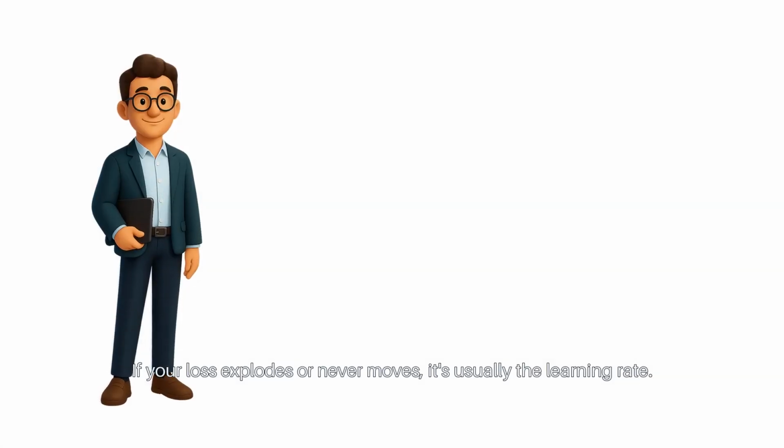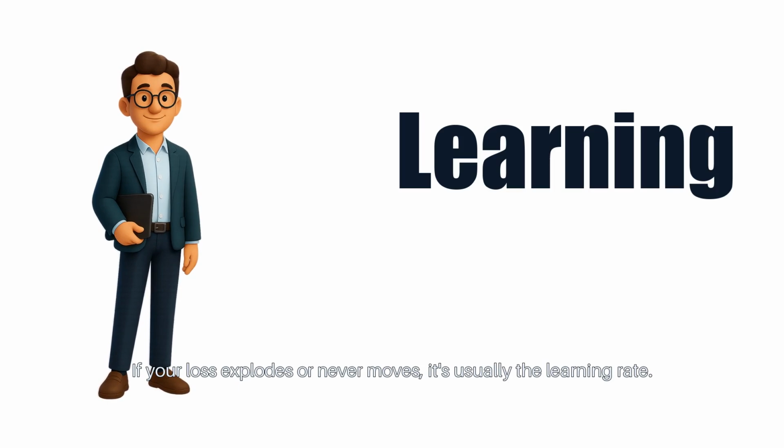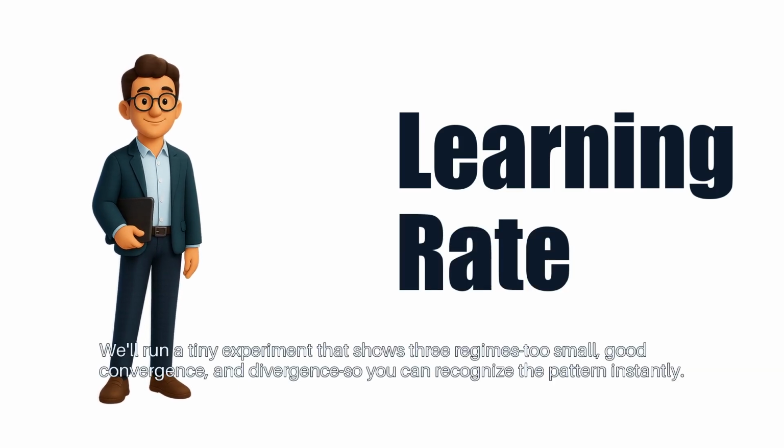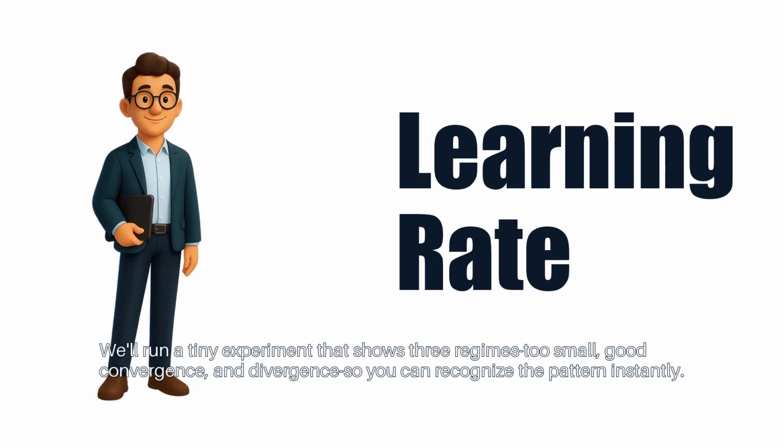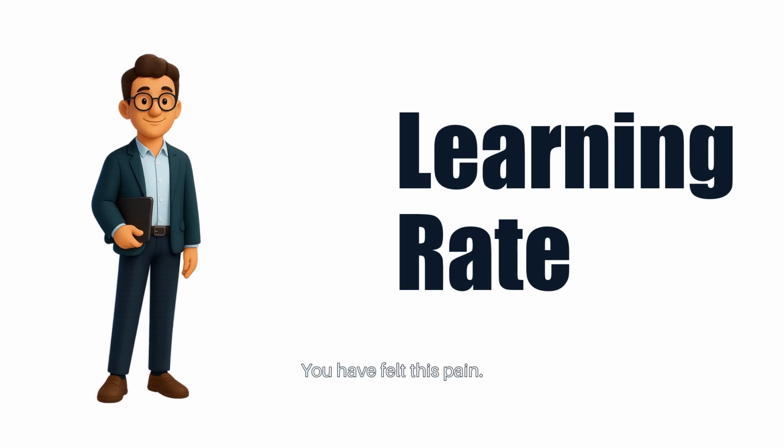If your loss explodes or never moves, it's usually the learning rate. We'll run a tiny experiment that shows 3 regimes: too small, good convergence, and divergence, so you can recognize the pattern instantly.